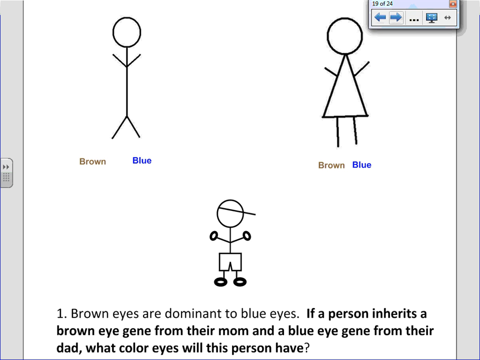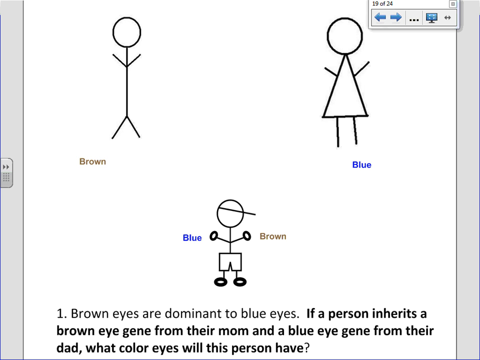Let's start with the first one. Brown eyes are dominant to blue eyes. If a person inherits a brown eye gene from their mom and a blue eye gene from their dad, what color eyes will this person have? Well, this one's pretty basic, so let's look at this situation. If a person inherits a brown eye gene from their mom, so mom donates the brown eye gene, and a blue eye gene from their dad, what color eyes will they have? Well, what do you think? Hopefully you said brown, because brown eyes are dominant to blue eyes, so if they have both the dominant and the recessive trait, the dominant one, brown, will show.